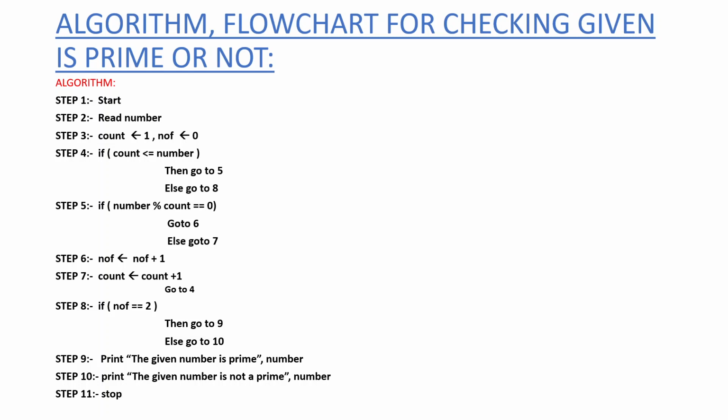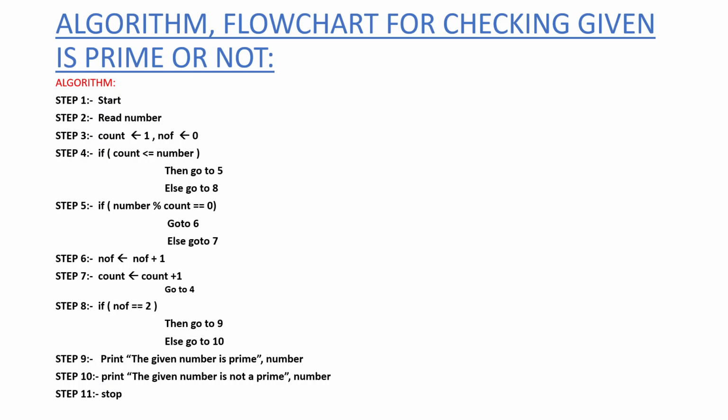it moves to step 5 and checks the condition: if number mod count is equal to 0. If this condition is satisfied, it moves to step 6 where the number of factors NYF is incremented by 1. And if step 5 fails, it moves to step 7 where count is incremented by 1. And it again moves back to step 4 and checks the condition until it fails.